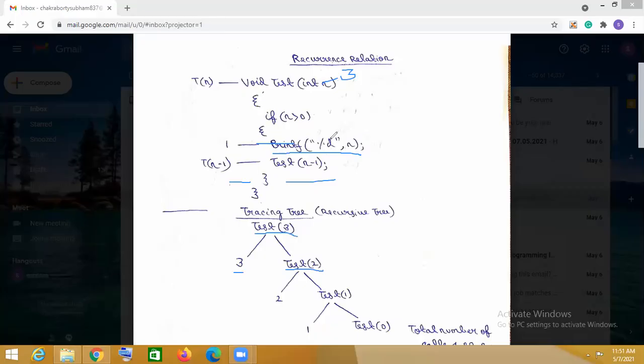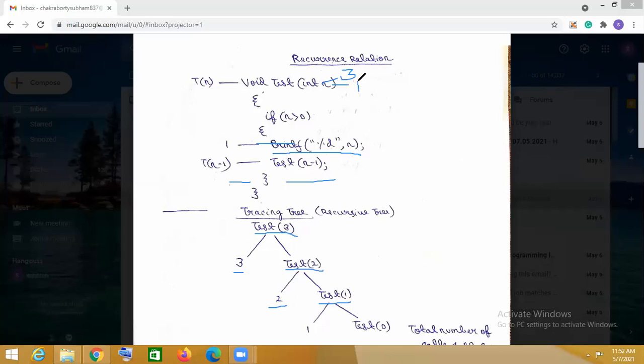Is 2 greater than or equal to 0? Yes. So 2 will be printed and the function will be called again: test(2 minus 1), that will be test(1). The function will be recursively called again. So test(1). After that, the n value now becomes 1.